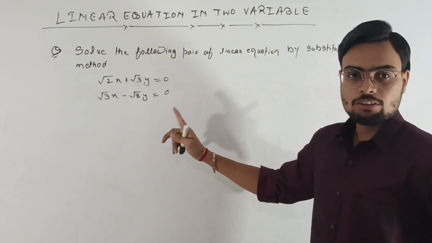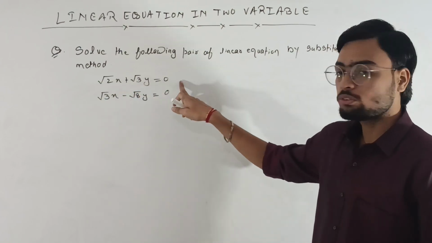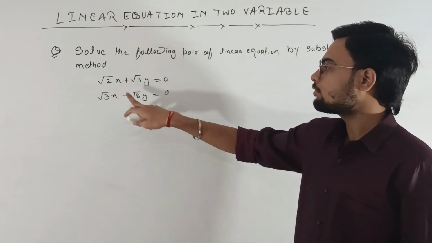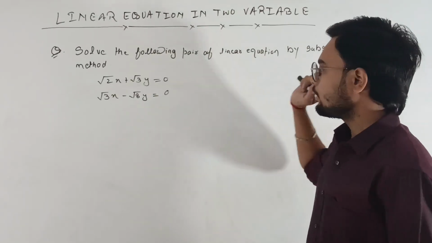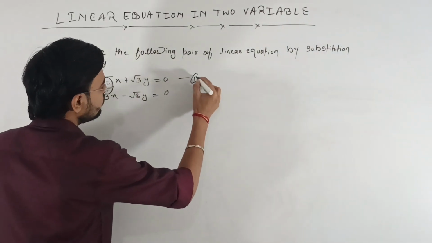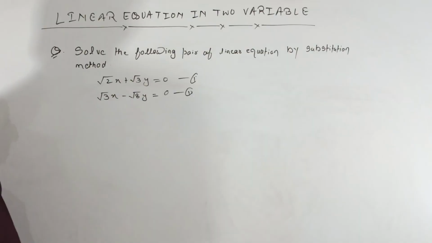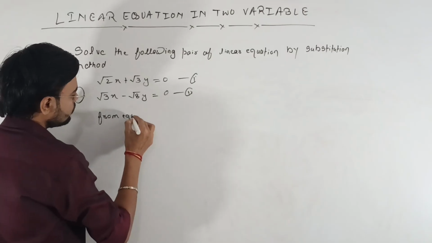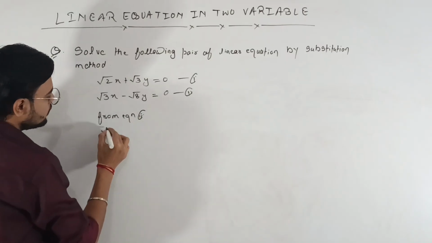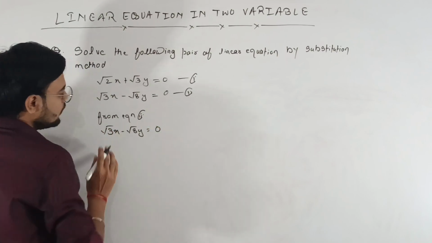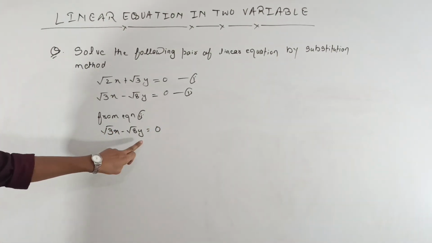Now let's move towards the next question. Again we have one pair of linear equations, that is root 2 x plus root 3 y is equal to 0, and the second one is root 3 x minus root 8 y is equal to 0. Now we have to solve this for x and y using substitution method. For this, first I assume this is my equation first and this is my equation number second. Now after this I pick any one from these two. I pick equation 2. Okay, so what is equation 2? Root 3 x minus root 8 y is equal to 0. Now from equation 2 I write x in terms of y.